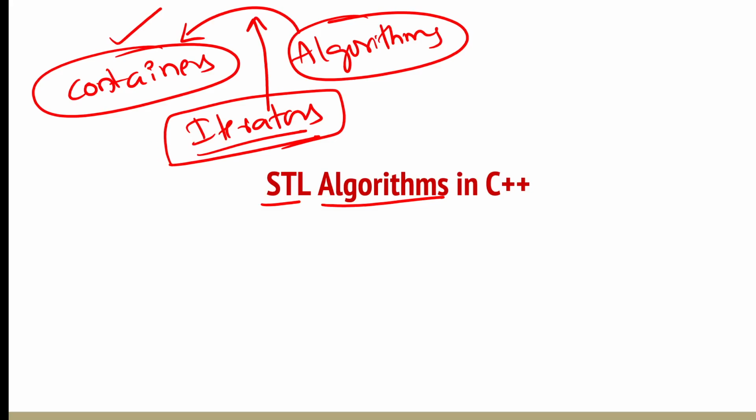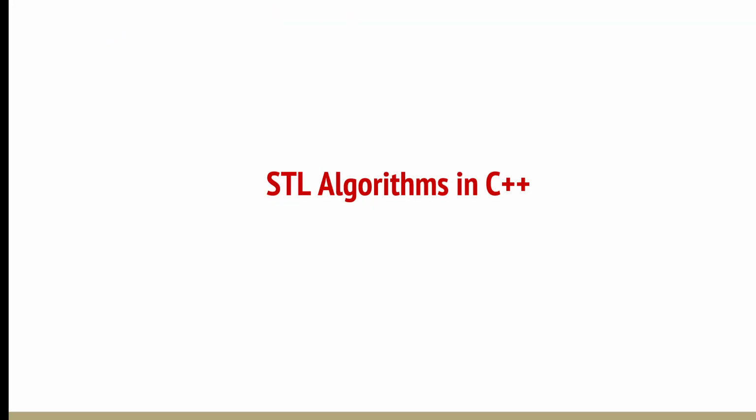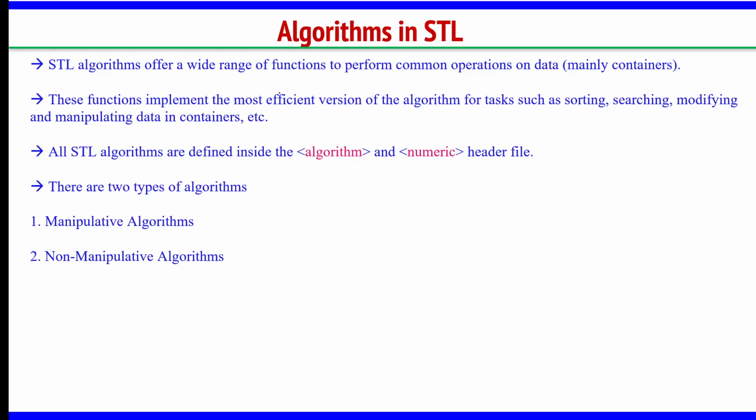Okay, so let's study different types of algorithms we have in C++. They offer a wide range of functions to perform common operations on data. These functions implement the most efficient version of the algorithm for tasks such as sorting, searching, modifying and manipulating the data in containers, right. Actually, algorithms are the core of STL. Anyhow, all three are very important, but this is what adds flavor to the containers or the STL concept.